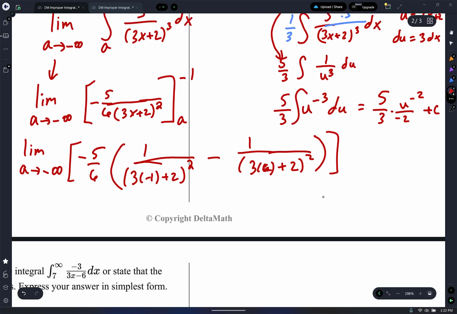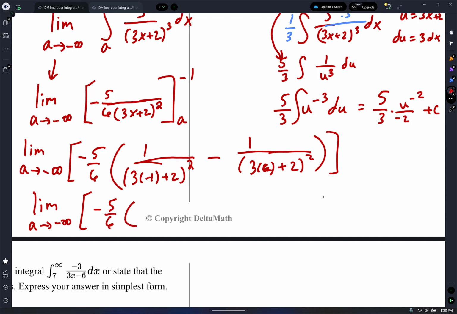So let's see what I have. Limit. That's my upper limit. Three times negative 1 is negative 3, plus 2 is negative 1. Negative 1 squared is 1. Minus, I don't see any mistakes. I'm going to leave this like that: 1 over (3 times a plus 2) squared. I'm going to leave it like that.